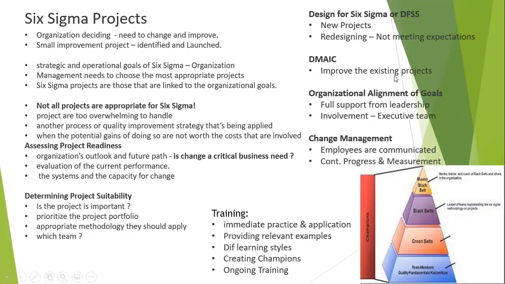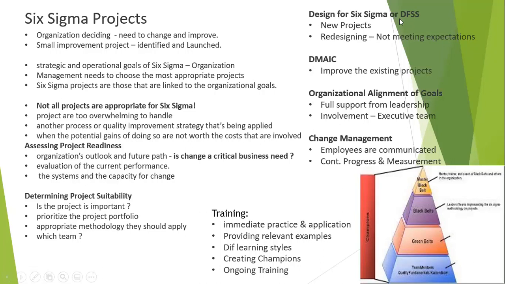Okay, right. So there are two ways of doing the Six Sigma methodology. One is DFSS, design for Six Sigma. When you are going to start any new implementation or a new product, you can go for a DFSS method. And if you want to improve any existing process, you can go for a DMAIC methodology.